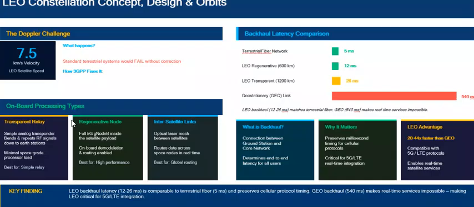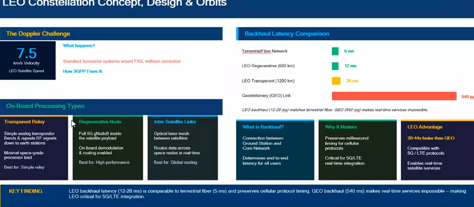So the regenerative node will have a gNodeB on it. It will demodulate the signal and route the signal to the ground, so it is for high performance. The regenerative node will sit slightly below the transparent relay because for a regenerative node we should have good connectivity or lower RTT, round trip time, because there should be a good connection.